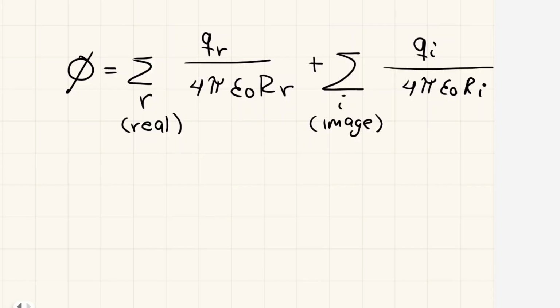We are going to express the electric potential as the sum of the contributions of the electric charges of the system that we are dealing with, plus the sum of the potentials generated by some imaginary charges that we are going to introduce in the problem. In this case, these imaginary charges are going to be called image charges.